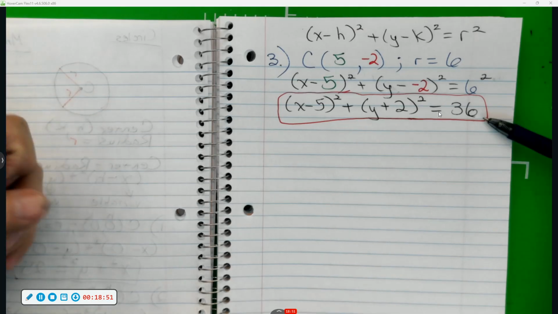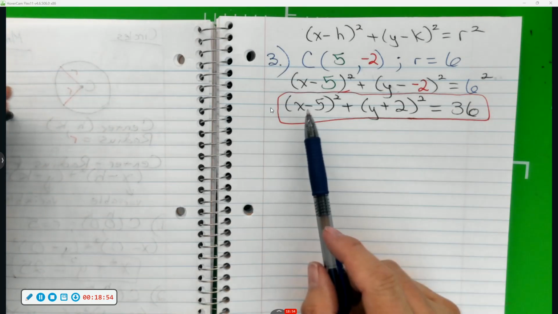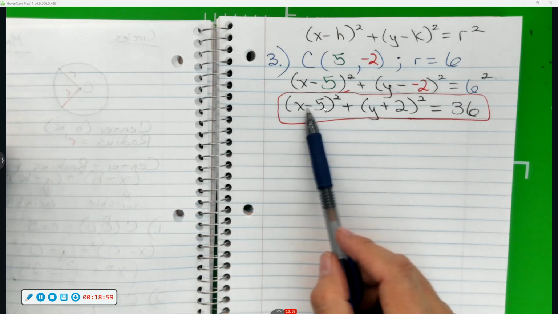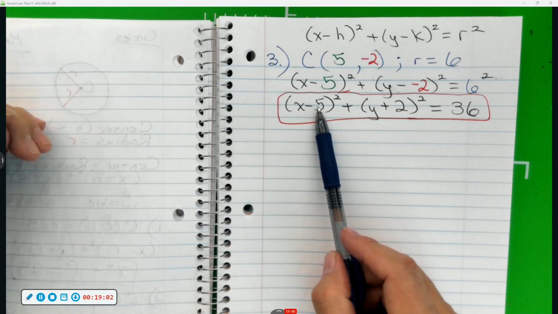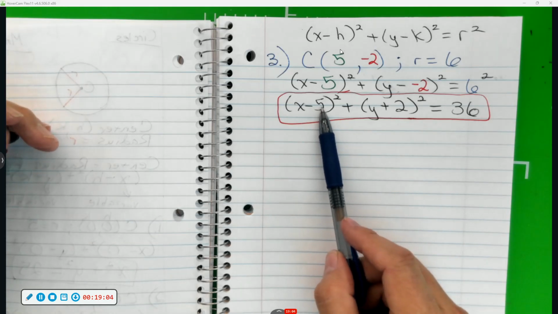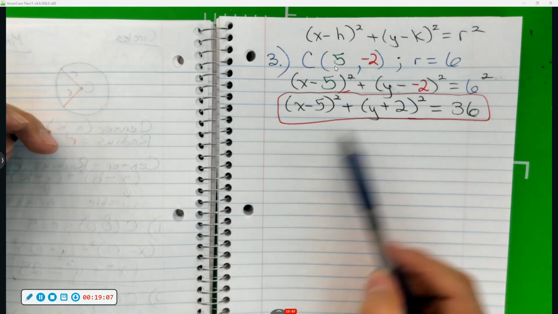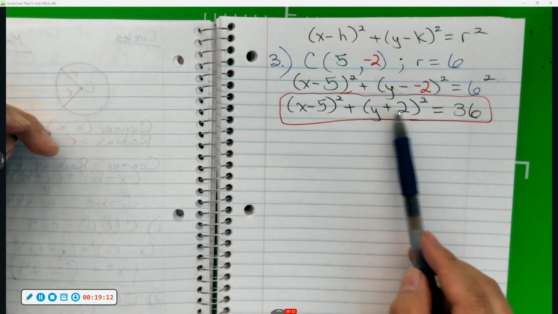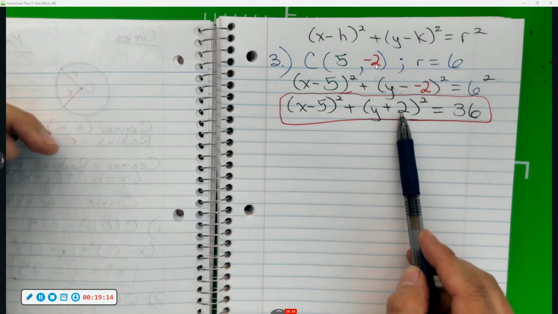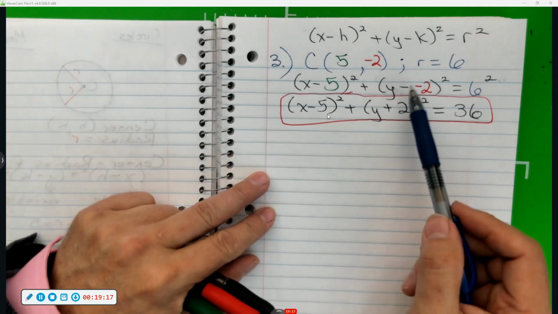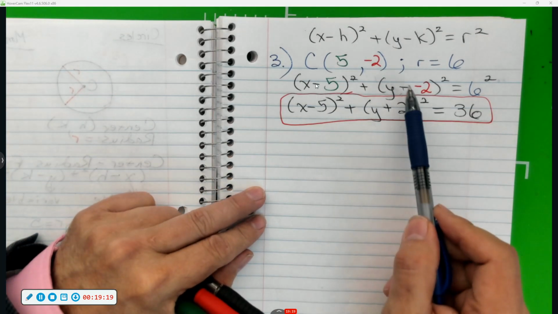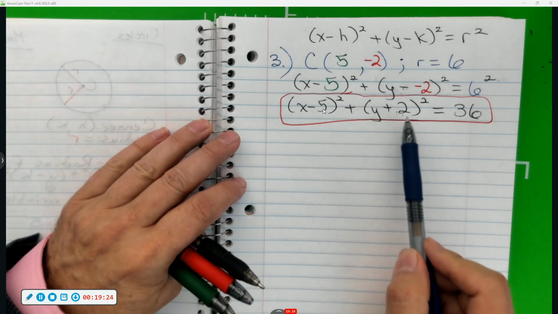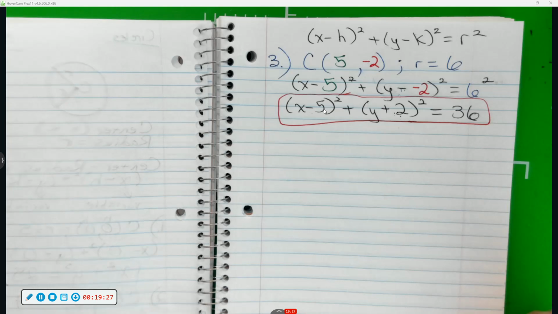Now we have to go backwards. Look at what we see. I want to make some observations from this number 3. I see a minus 5 inside the first set of parentheses. But what's the x-coordinate of the center? A positive 5. I see a plus 2 here. But what's the y-coordinate? A negative 2. Because of the way the formula has those minuses, the signs inside the parentheses will be exactly the opposite of the center.